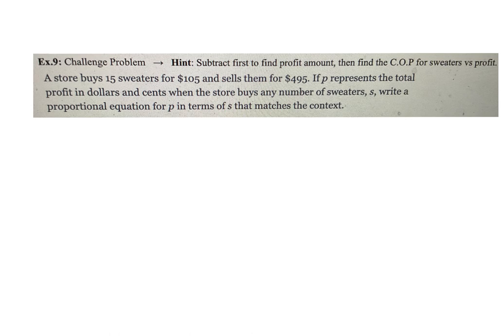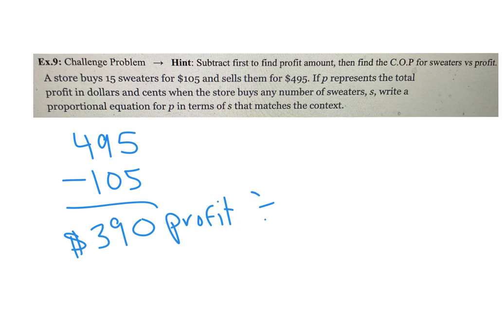So first we're going to have to find the profit. That's easy, just subtract. All right, so there you go. 495 minus 105, that's $390 in profit. But you got to divide that by the amount of sweaters that they sold. They sold 15 sweaters. So we're going to divide that by 15. And you can see how much profit they made for a single sweater.